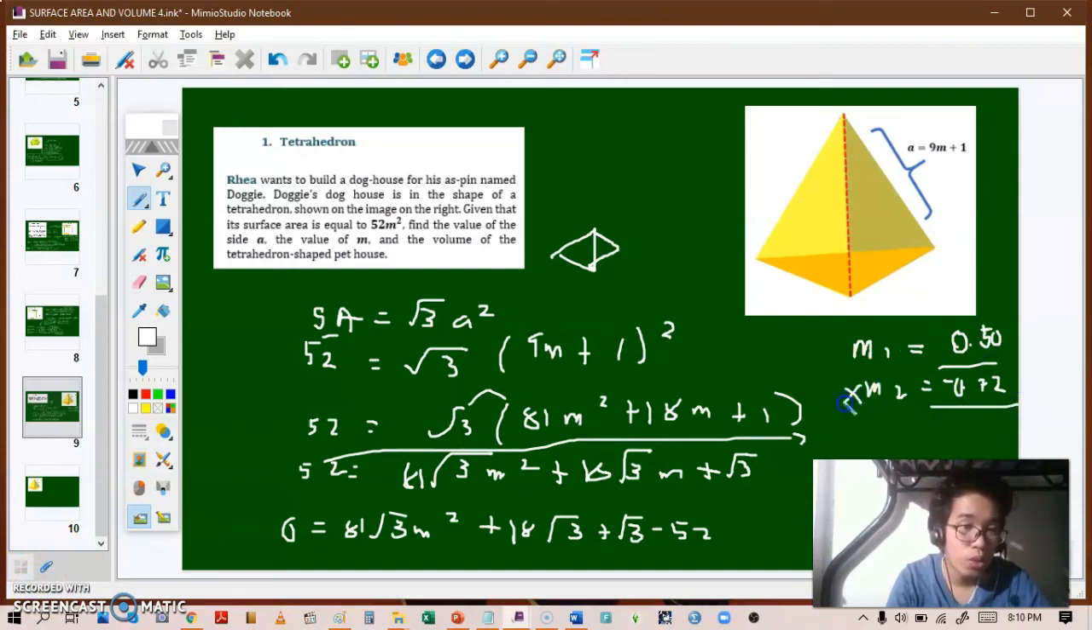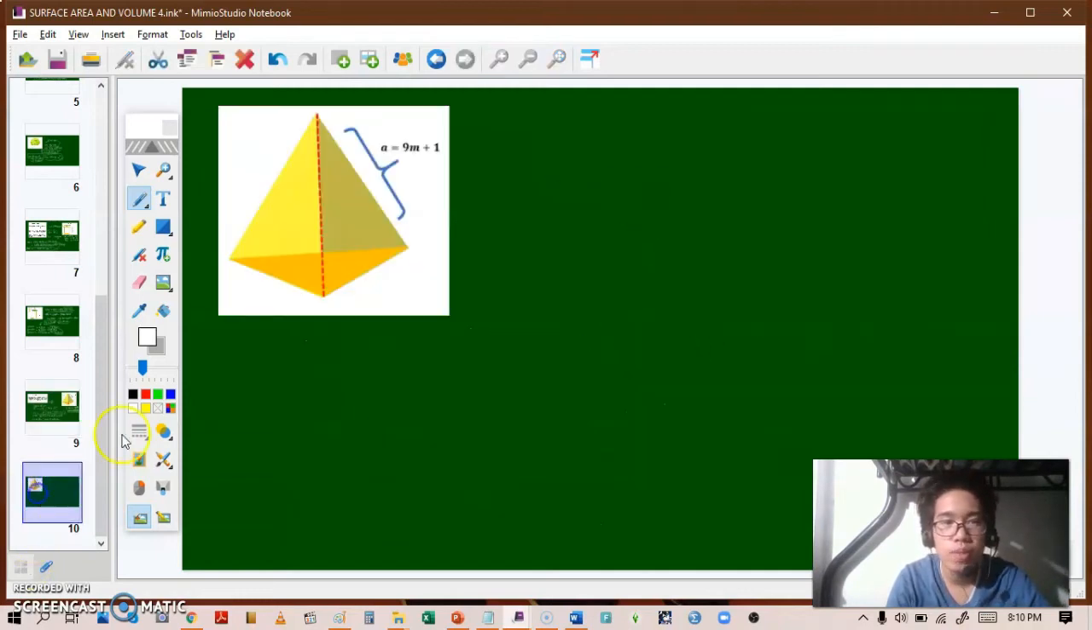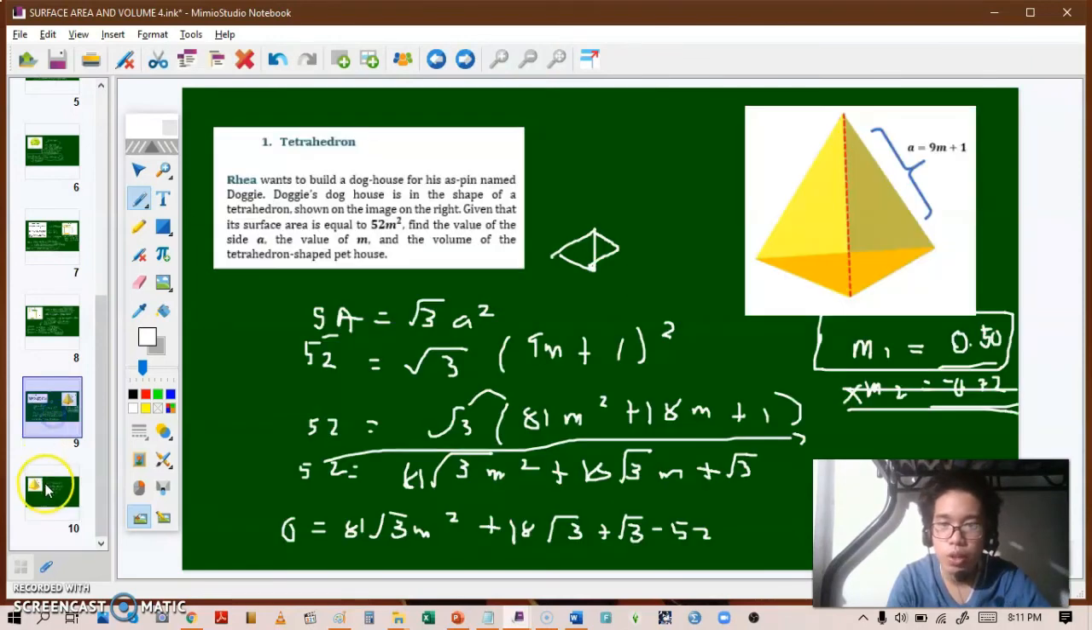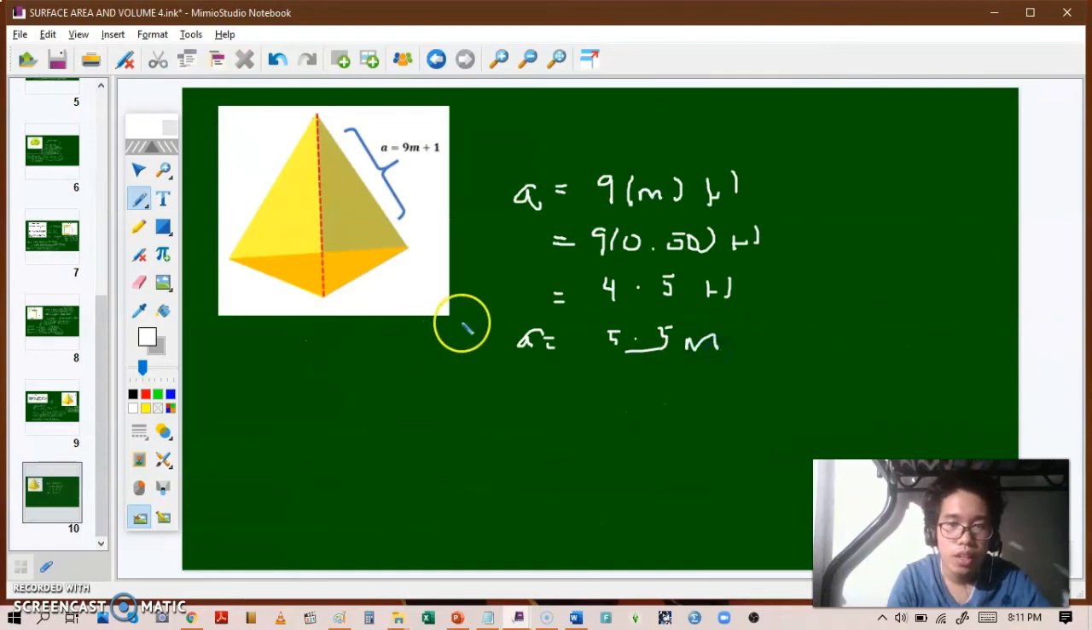Now we cannot use negative 0.72 as the value for m because it's a negative root. So we're going to have to use the positive one. So m is equal to 0.50, and that's what we substitute here. So a is equal to 9 times m plus 1, and we all know that the value of m is 0.50, and then plus 1. So that's going to be 4.5 plus 1. And that means the congruent side measurement of this tetrahedron is equal to 5.5. Let's check our units, meters. So that's the side measurement.